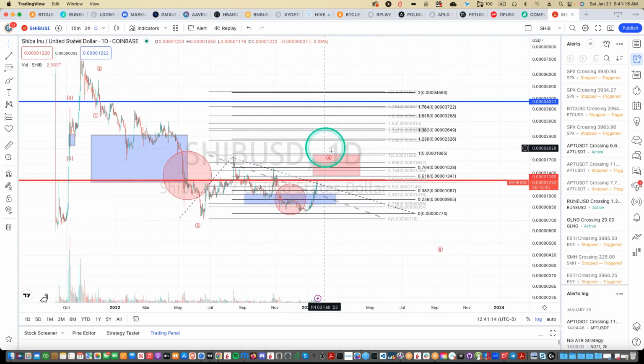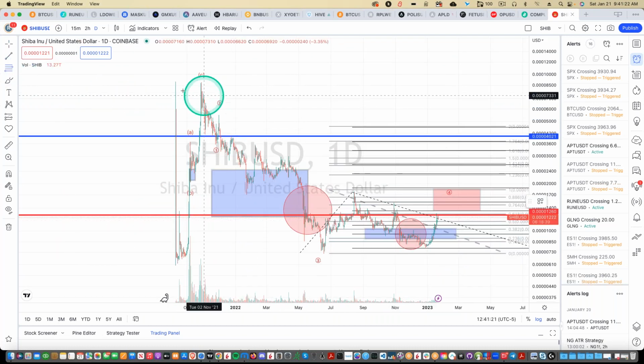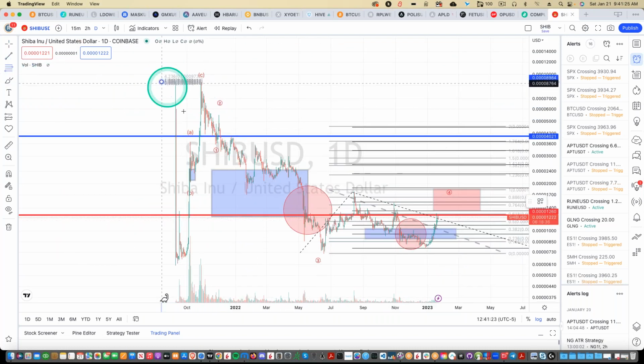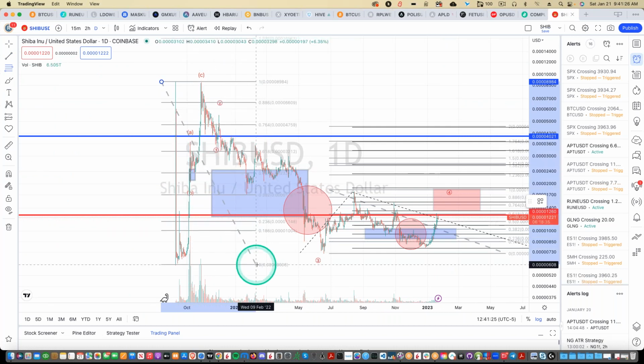So my primary count is quite simple. It should get a fifth wave down to here. It's just very simple. I prefer fibs on log, but it's not a big deal in retrace. Just take your fibs, put it in the bottom.